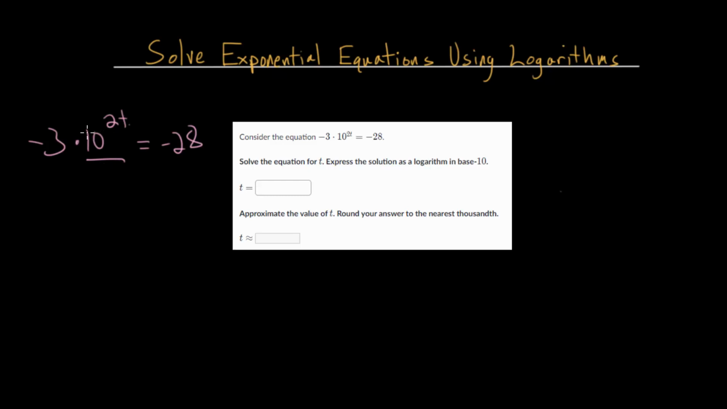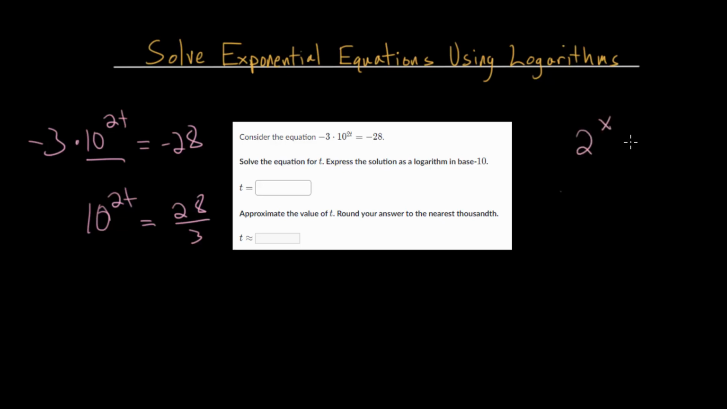So let's first solve it for this 10 to the 2t, that's our exponential expression. So we'll divide each side by negative 3. So we have 10 to the 2t is equal to minus 28 over minus 3. The negatives will cancel, and we'll just leave it as a fraction. And now at this point, now that we've solved it for the exponential term, we can rewrite this as a logarithm. And to understand that, let's look at a simpler example.